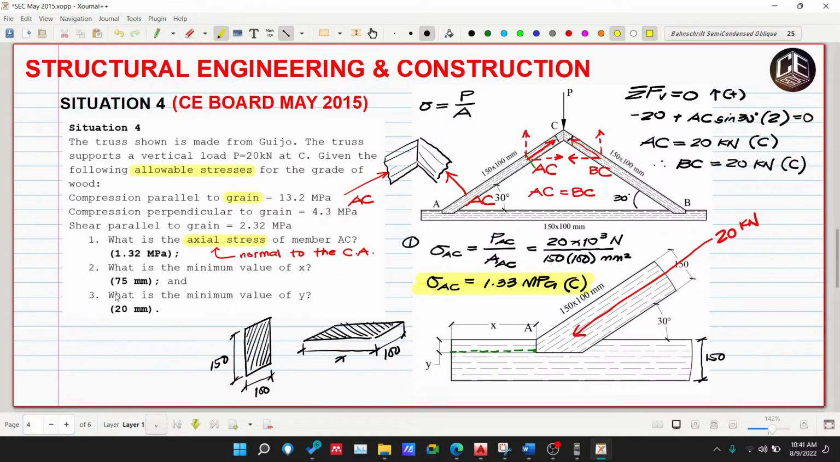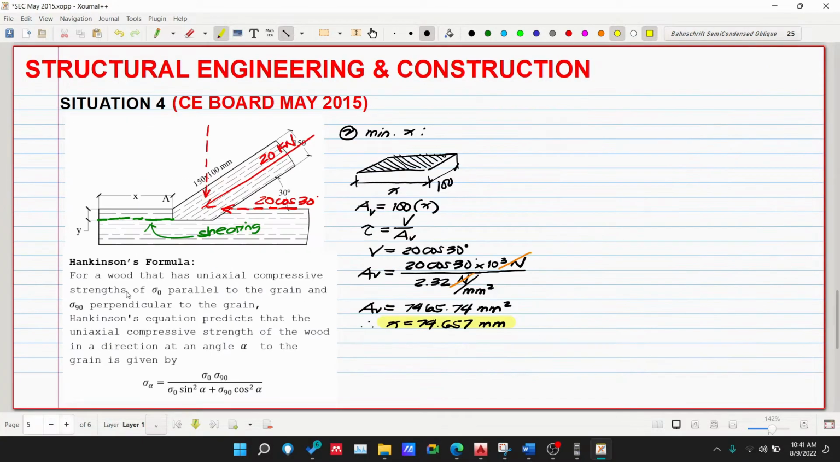So, that is the answer. 75 millimeters. Number 3, what is the minimum value of Y? So, isolve natin yung Y. Okay, yun yung requirements natin sa number 3. So, solve for the minimum value of Y.